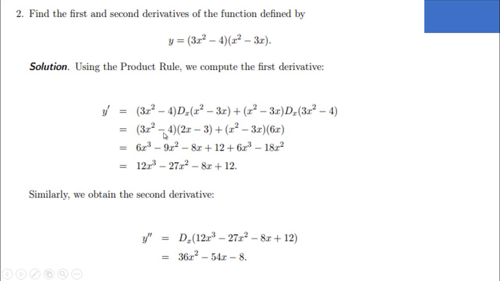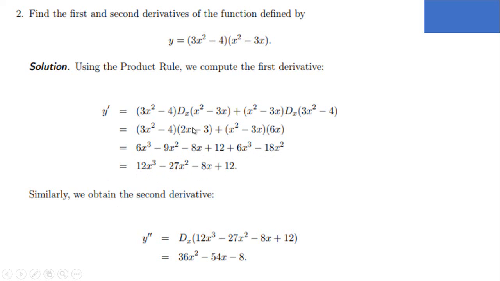Okay? So, it means you've got 3x squared minus 4 times 2x minus 3, because this is 2x minus 3, the derivative, plus copy this one and the derivative of this is 6x. Then multiply, you've got 6x cubed minus 9x squared minus 8x plus 12 plus 6x cubed minus 8x squared. Then we can combine the x cubed terms, combine the x squared terms, then the x, and then the whole number. So that means we can have this derivative.